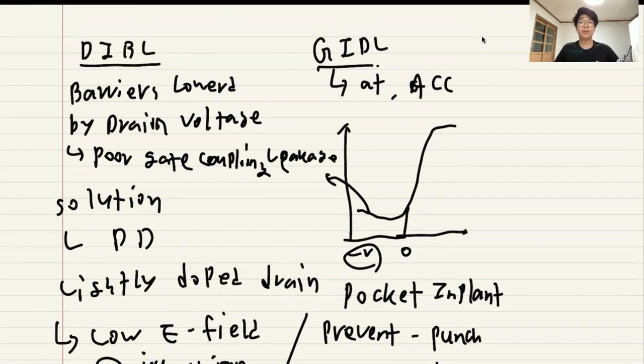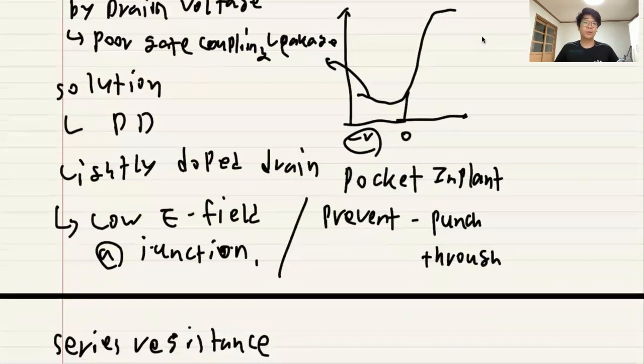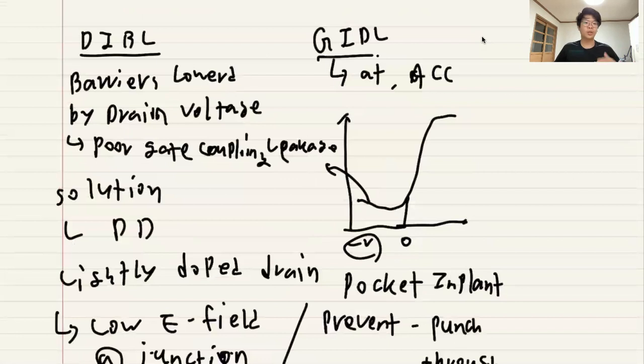And also there is GIDL, which is gate-induced drain leakage. This occurs when the gate bias gets a negative voltage, which means accumulation on the MOSFET structure.